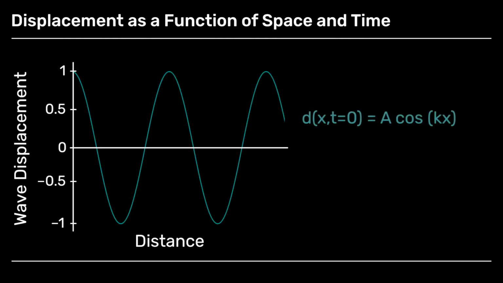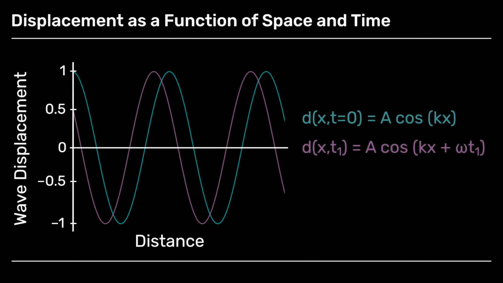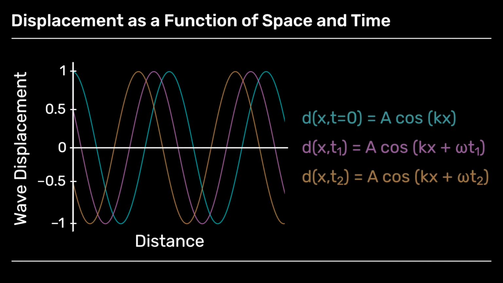So here you see an explicit graph of a cosine of kx. And I've chosen t equals 0. Now, if we look at that wave a short time later, let's call it a time t1, then cosine of kx plus omega t1, as you can see, has moved a little bit to the left of the original wave in purple. And if I look at a still later time, t2, the wave has moved yet more to the left. This is cosine of kx plus omega t2.